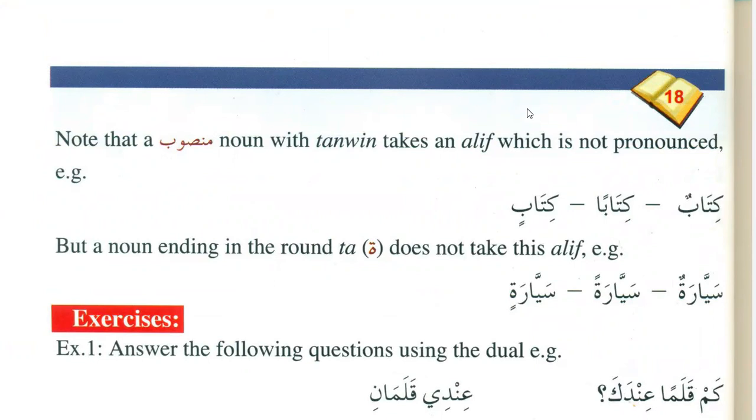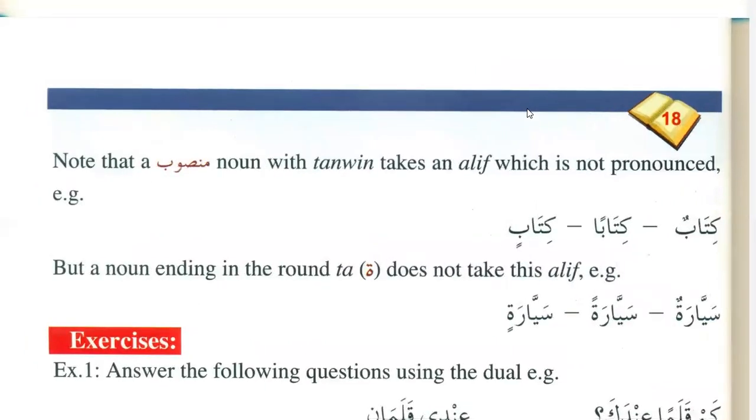Note that a mansub noun with tanween takes an alif which is not pronounced. For example, kitabun, kitaban, kitabin. But a noun ending in the round ta, ta marbuta, does not take this alif. Sayyaratun, sayyaratan, sayyaratin. What are they telling you here? A noun which does not have ta marbuta has an extra alif. If a masculine noun has tanween un nasab, two fatah, then we will use an extra alif at the end of that word, okay?